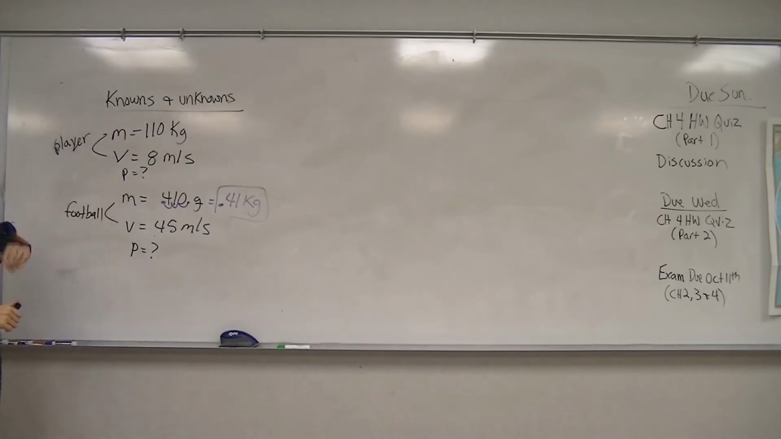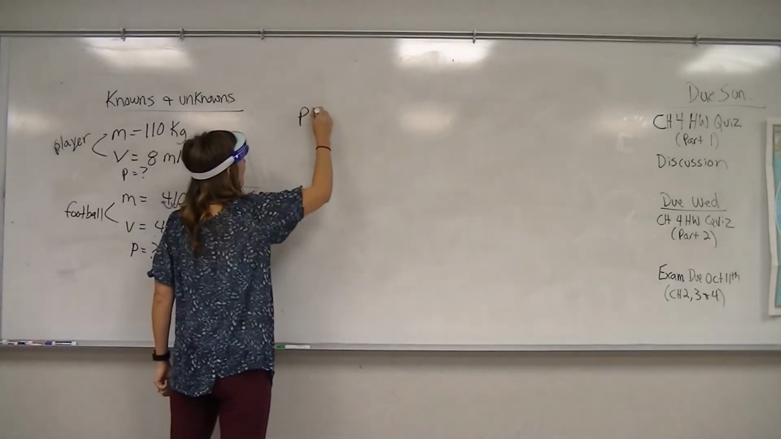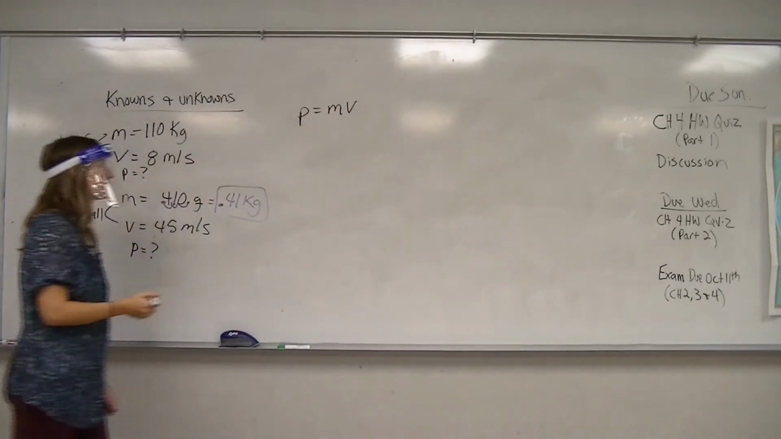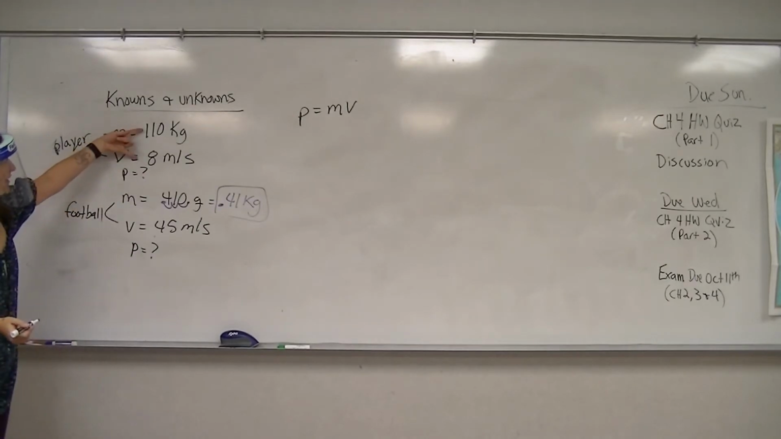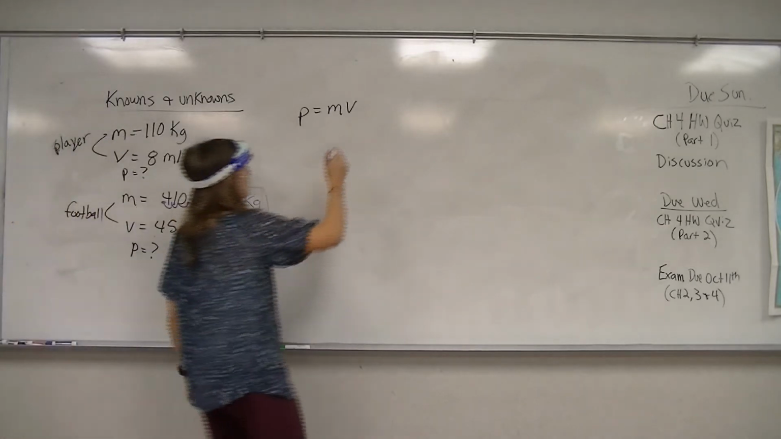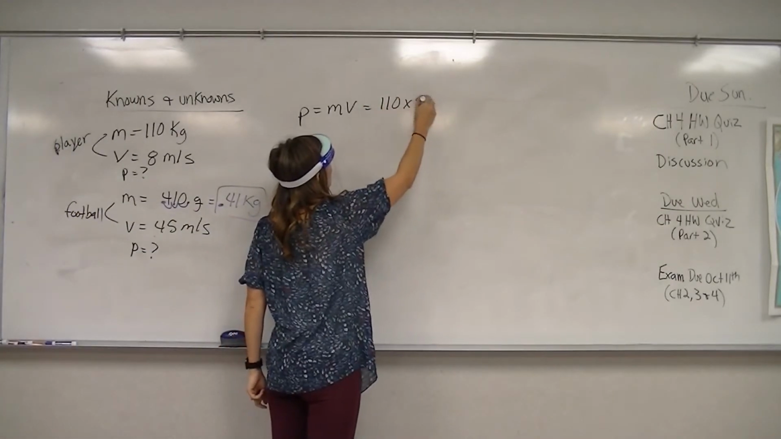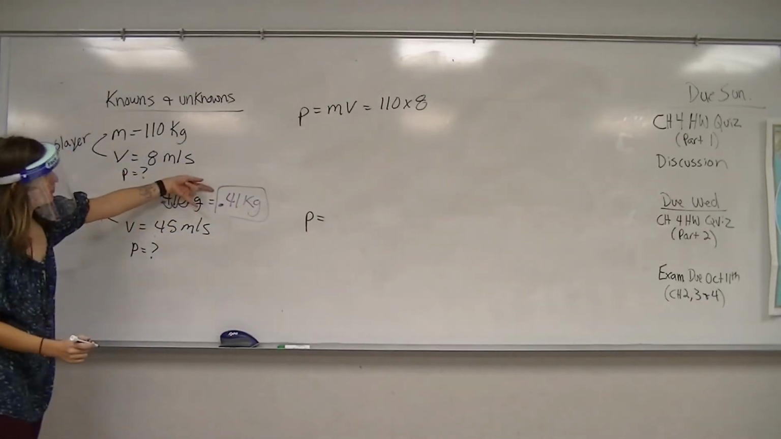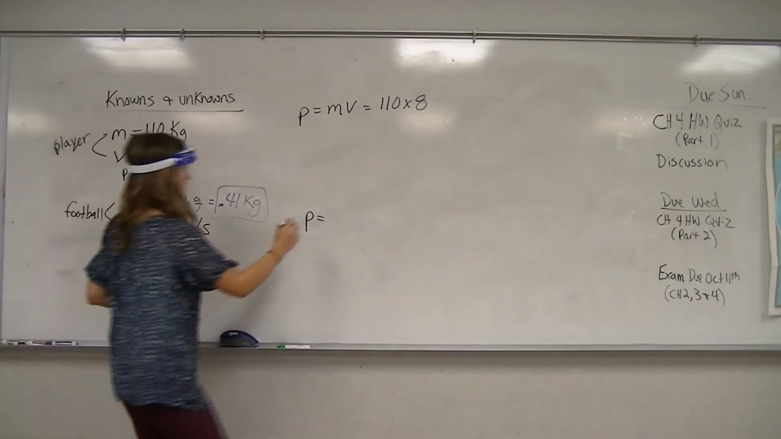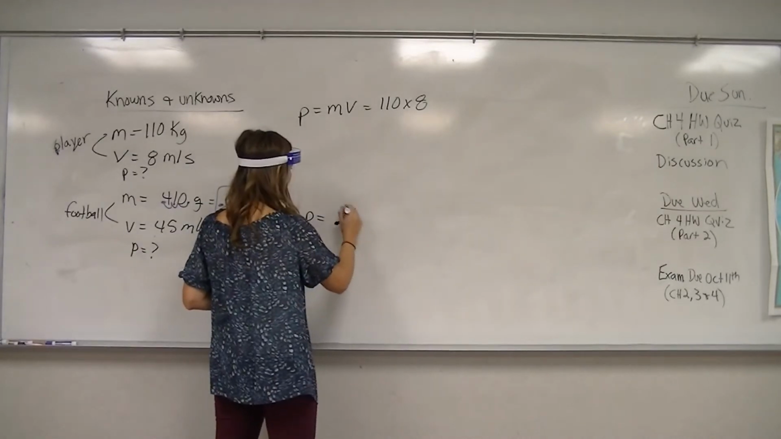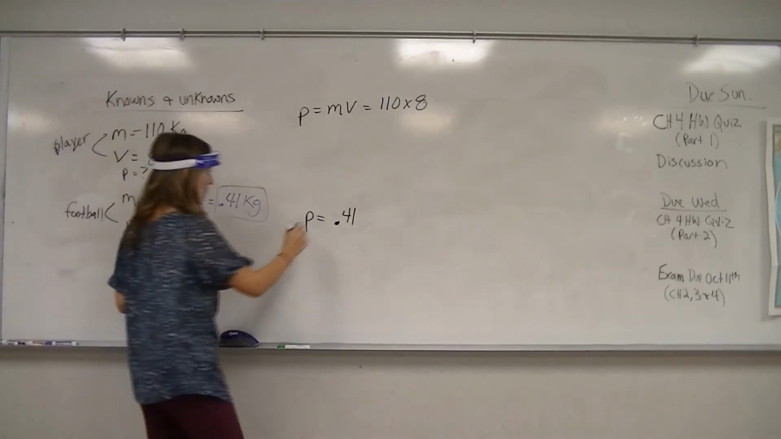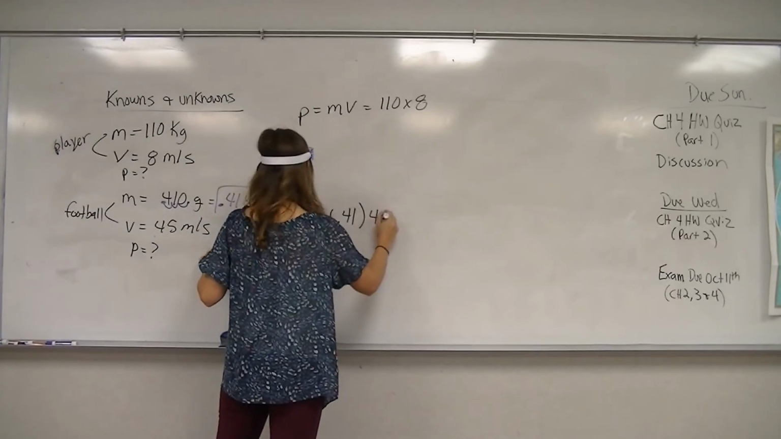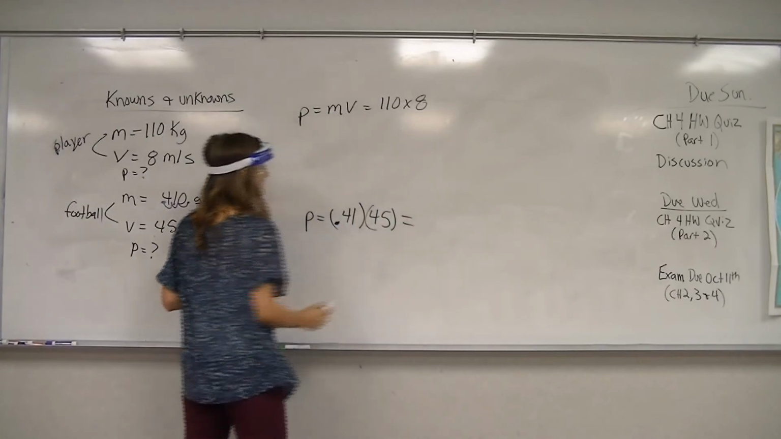So to solve for momentum, we only have one equation, and that is mass times velocity. For the player up top, we're going to take the 110 times the 8. For the football down here, we're going to do the same thing, but with the 0.41 kilograms. And it's important that you put this in kilograms, because if you didn't, you're probably going to write the wrong answer. So you're going to get a much higher number for the bottom one than we'll get right now.